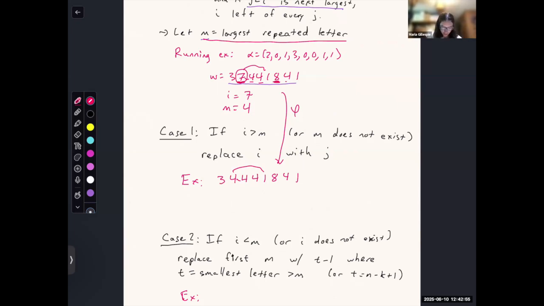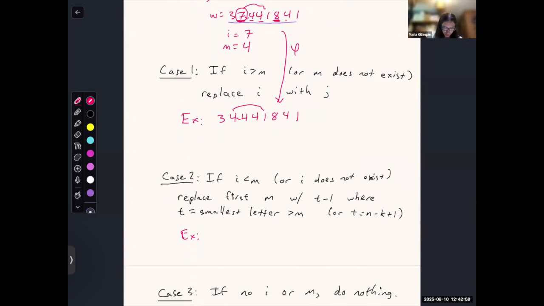So we changed that. And then how do we go back and make this an involution? Well, if I is less than M in this case, or if I does not exist, then we replace the first M with t minus 1, where t is the smallest letter bigger than M. So now we look at the 4. This is our first largest. M is still 4 in this case now, right? And now I is actually 3. Right? So now I is less than M. Once we've done this phi, we're in case 2 now. And so now to do phi again, we apply case 2 and we change the first 4 to 1 less than 8 because that's the next biggest number. And so we changed it back to 7.